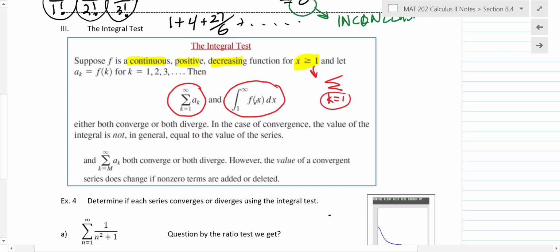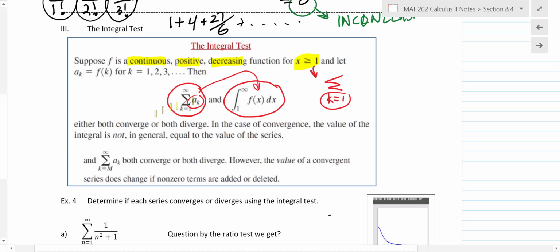Isn't an integral also a sum? Yeah, it's a sum of an infinite number of tiny rectangles, right? That's what you learn. So they're both infinite sums, so they mean the same thing. So we just say integral 1 to infinity of whatever the function is that's modeled by that sequence. That's the idea. So here's the key.